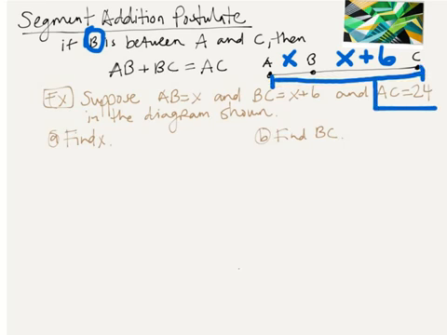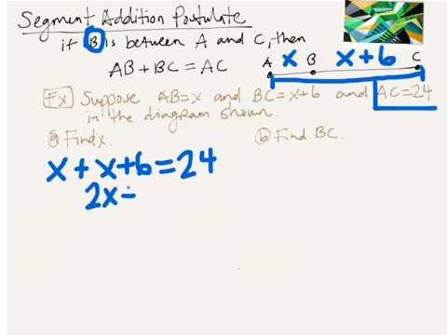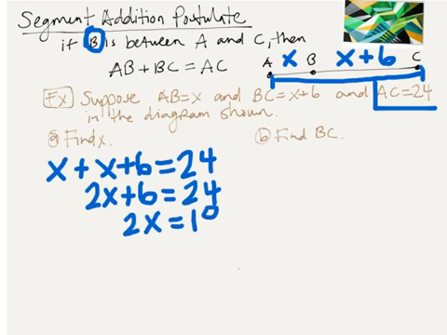Okay, here's what I know. If I'm going to find x, I know that AB, this section, plus BC, this section, equals the entire segment. So if I substitute in those values for AB, x, BC, x plus 6, then that should equal the total length of the segment, 24. Now this is an algebraic equation. Combine like terms. 2x plus 6 equals 24. Subtract 6 from both sides. 2x equals 18. Divide by 2 on both sides.